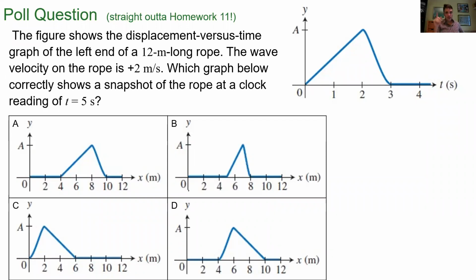So I've given you the history graph. Which snapshot graph shows what the wave should look like at t equals 5? And then I'll discuss this.